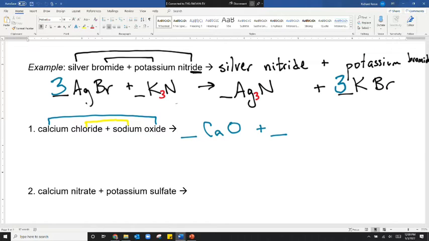Now I'm going to put together the other pair. Brandon, what is the other pair going to be made of? Good. I like how you said sodium first. I'm sorry, I should do words first. Let's do words first. Calcium oxide. That's how I did the last one. Plus sodium chloride.